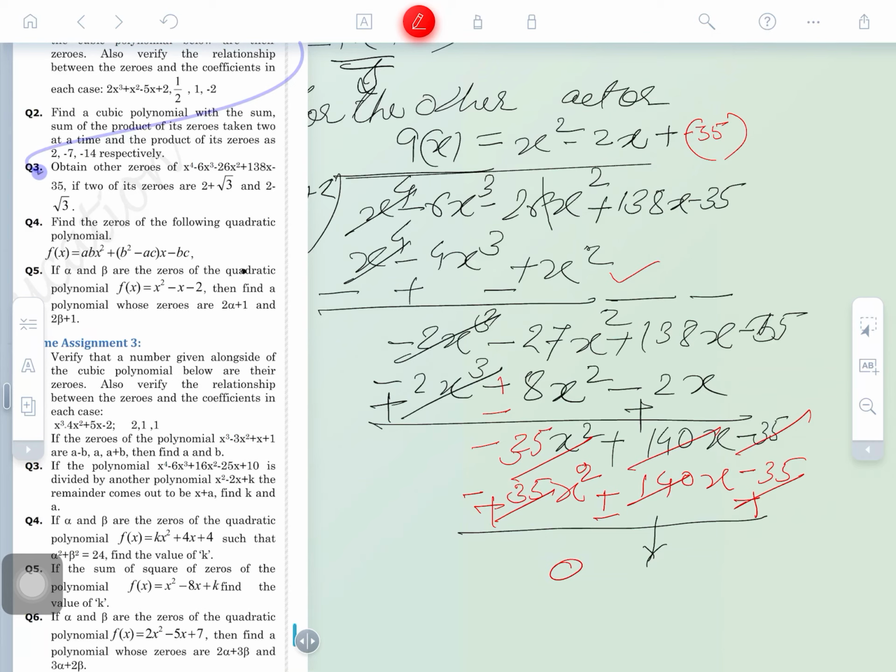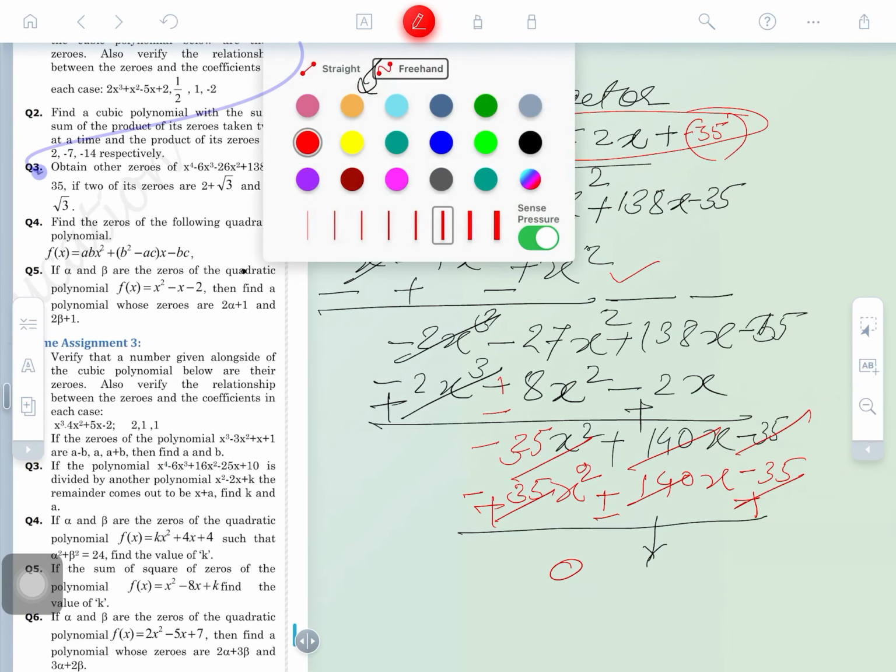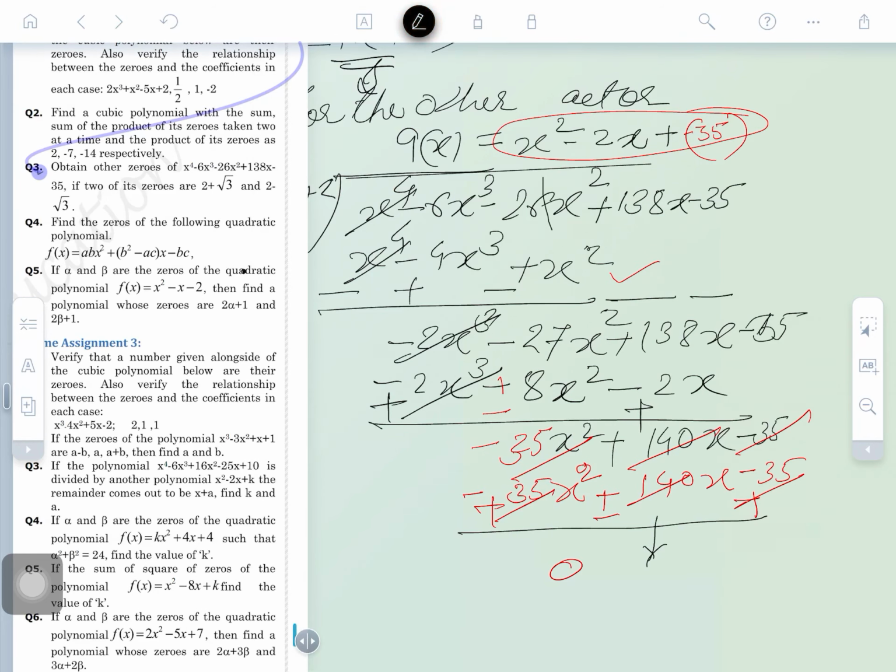Why did the 0 come now? Because we are just dividing it by its factor. So the other factor is this, you may see, this is the other factor: x square minus 2x minus 35. For the other factor we need to factorize. How can you factorize? It's simple, it can be done by the middle term splitting method, clear?